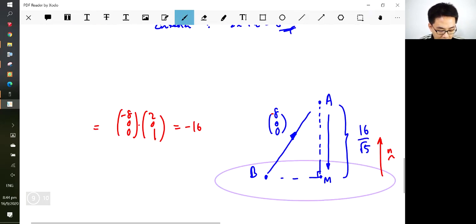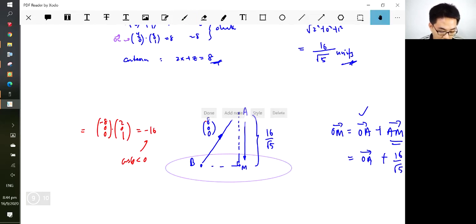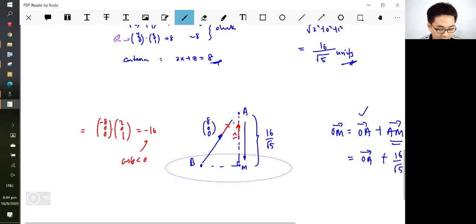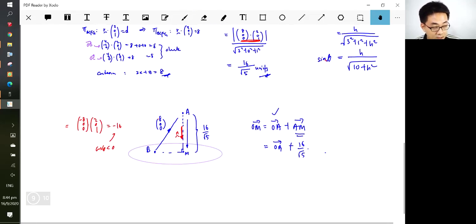Because this is cosine, cosine theta is negative, meaning it's actually an obtuse angle. If it's obtuse, the normal is not converging with the BA direction, because that would be acute, meaning the normal is actually pointing downwards. You decide the normal is pointing downwards by doing a dot product without modulus, because if it's negative, it tells you it's obtuse. That is the first thing you need to do. Is that okay? If not, review this video again.